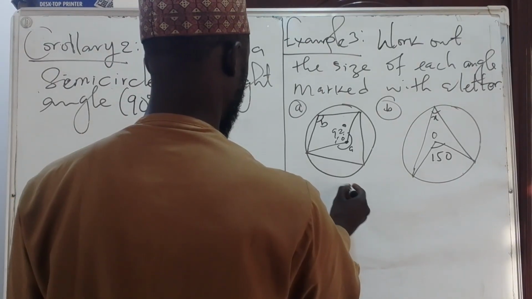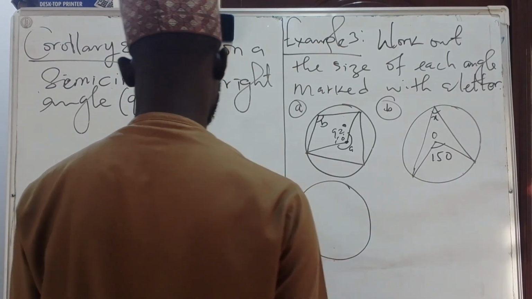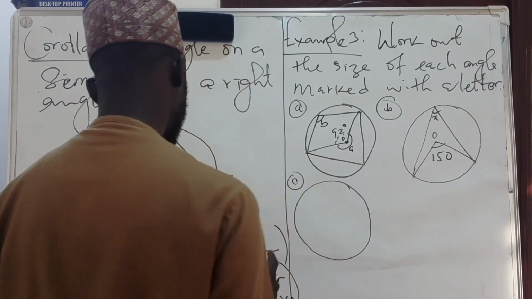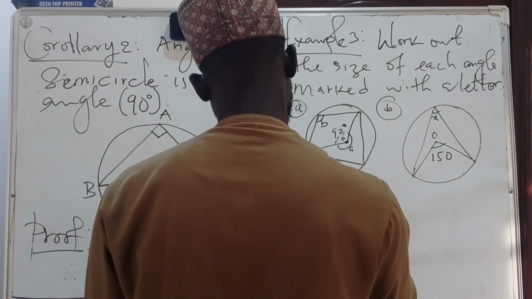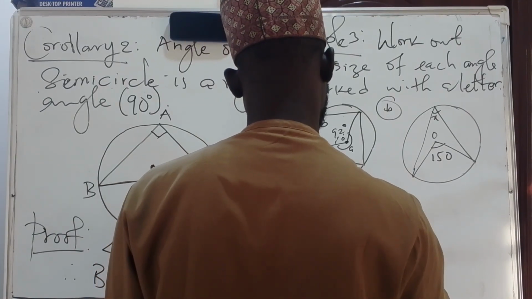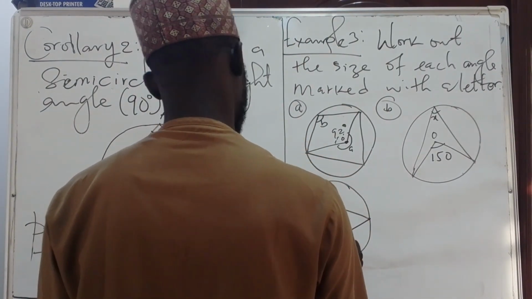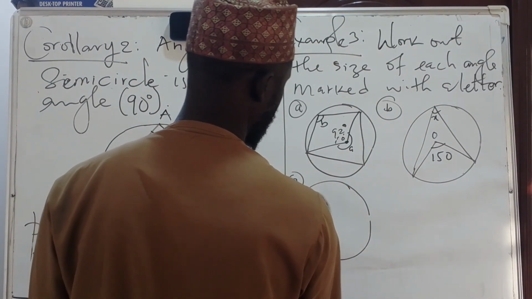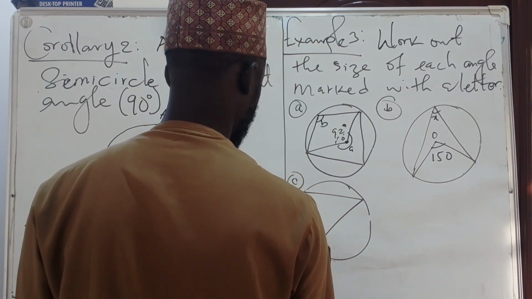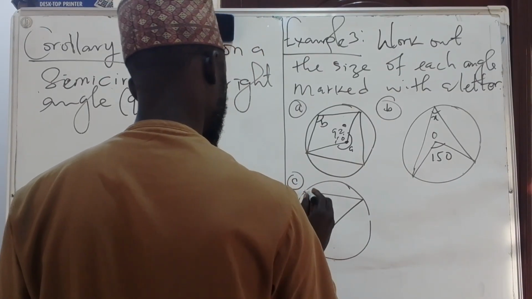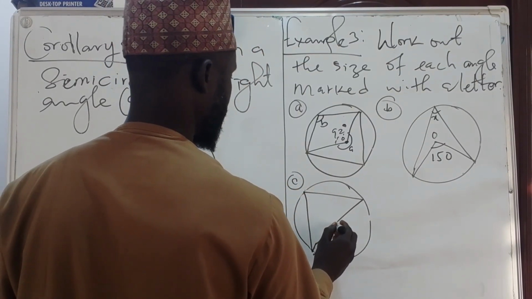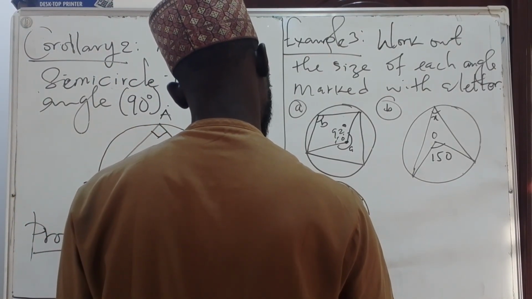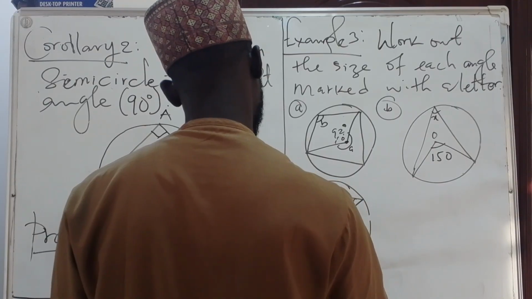We have a circle, C. Here is a triangle. Here is the center of the circle. Here is 2C. Here is just C. And here is x.